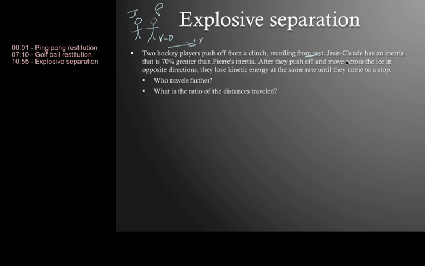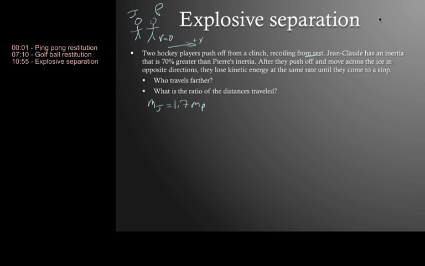We know that Jean-Claude has an inertia that's 70% greater than Pierre, so we know that the mass of Jean-Claude is 1.7 times the mass of Pierre. They push off and move across the ice in opposite directions. That has to be the case because if they push from each other, they have to keep the momentum of this closed system conserved. So initially, the total momentum was 0.